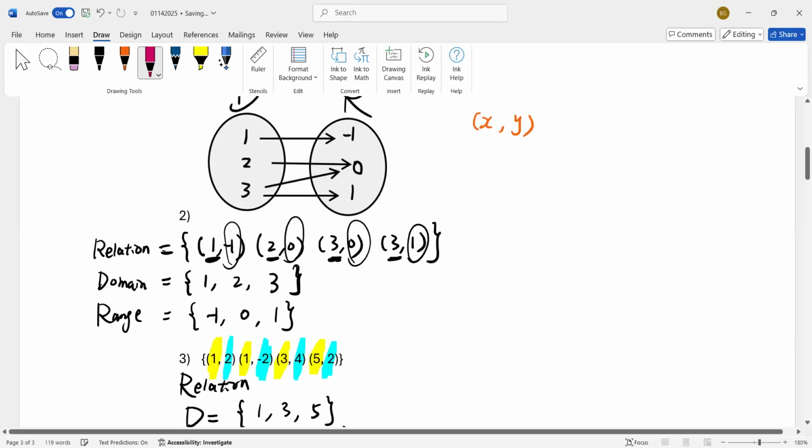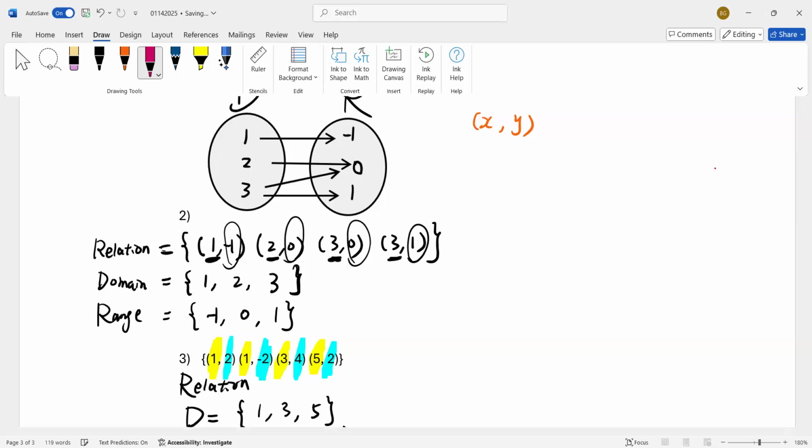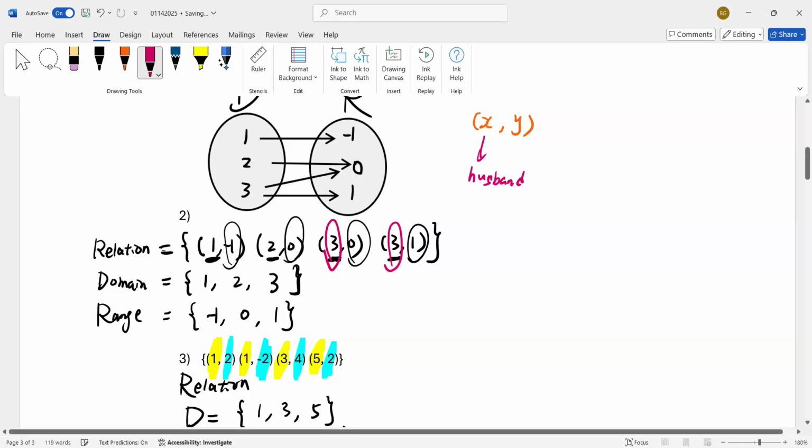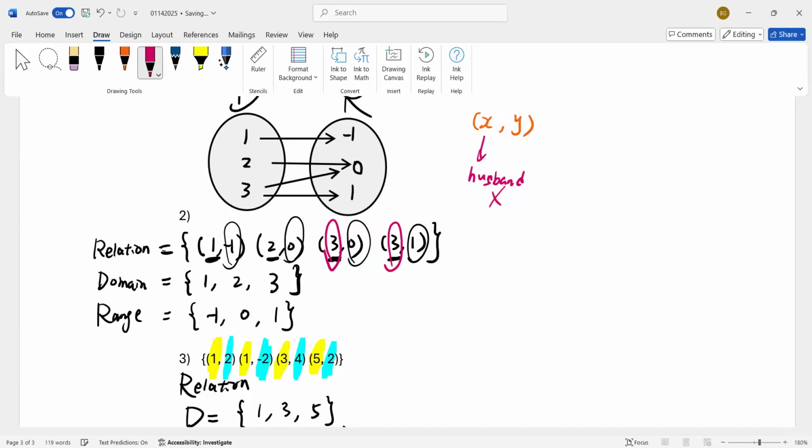Look at the four ordered pairs. Do you identify a cheating husband? Yes. Who is the cheating husband? 3. Yeah, exactly. We see two ordered pairs with the same X, different Y. So it means the husband 3 has two different wives. That's not okay. So this is not a function.